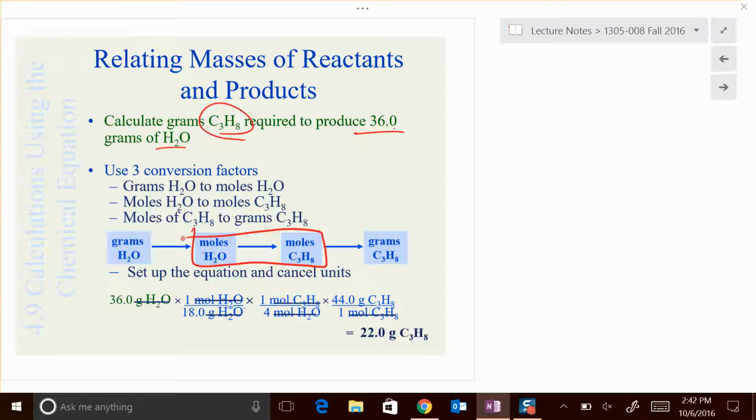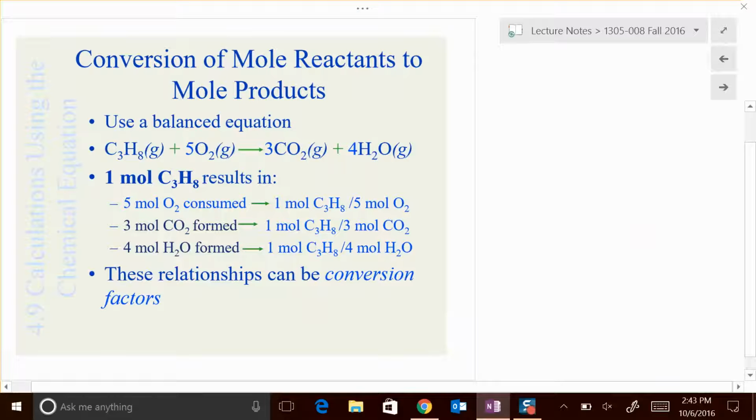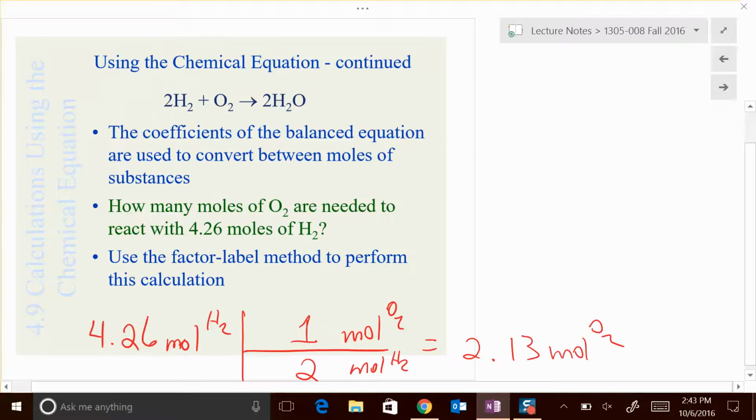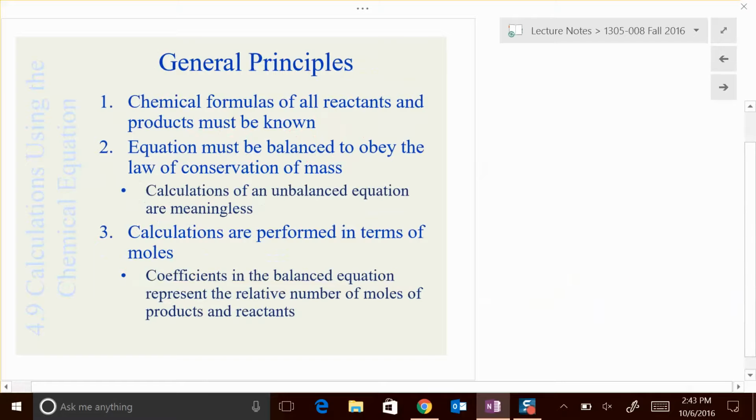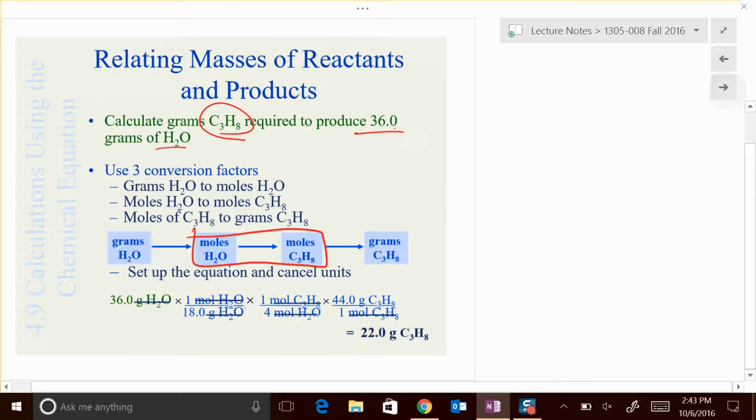Where did this come from, the 1 to 4 relationship? From the balanced chemical equation. 1 mole of C3H8 produces 4 moles of water. That comes from the balanced chemical equation: 4 waters for every 1 C3H8. That's where that relationship comes from. So whenever I have a mole-to-mole relationship, it comes from where? The balanced chemical equation. That's where I find it.